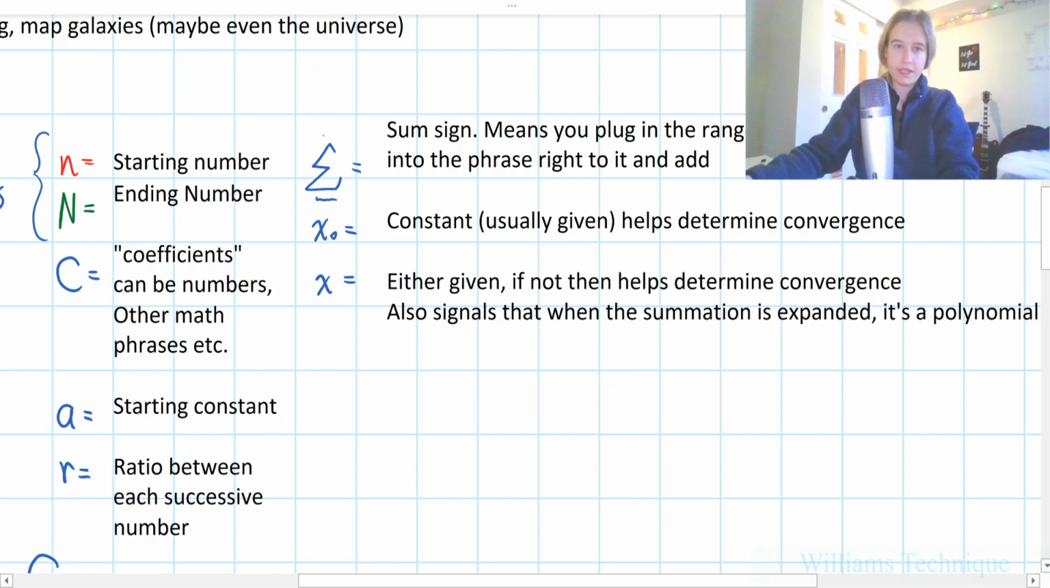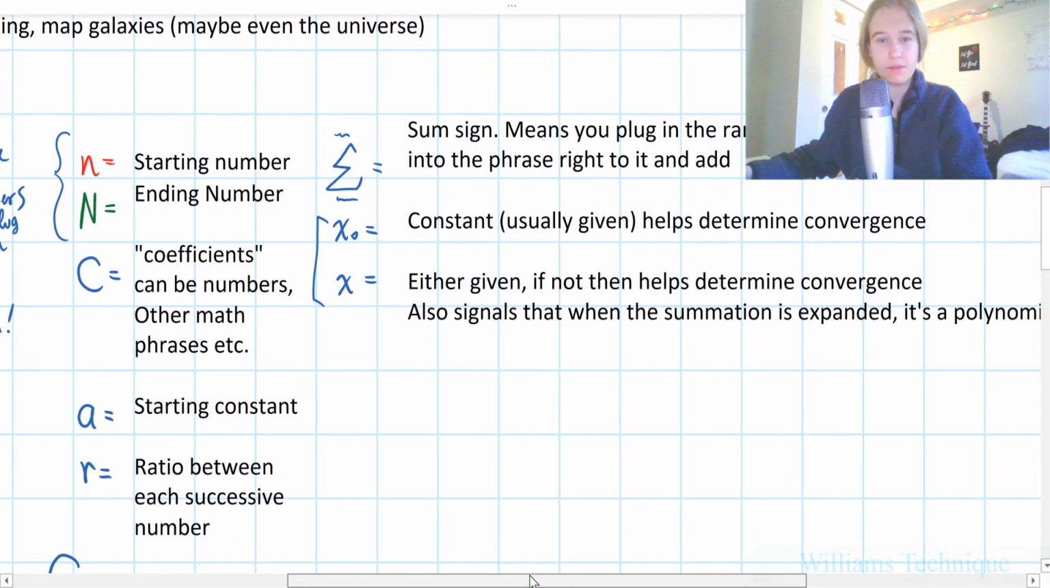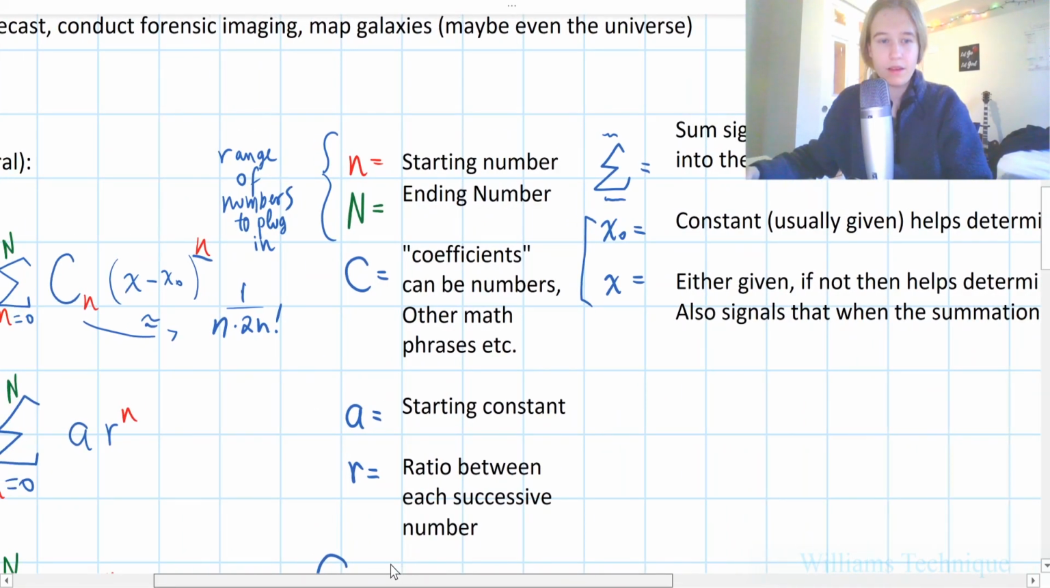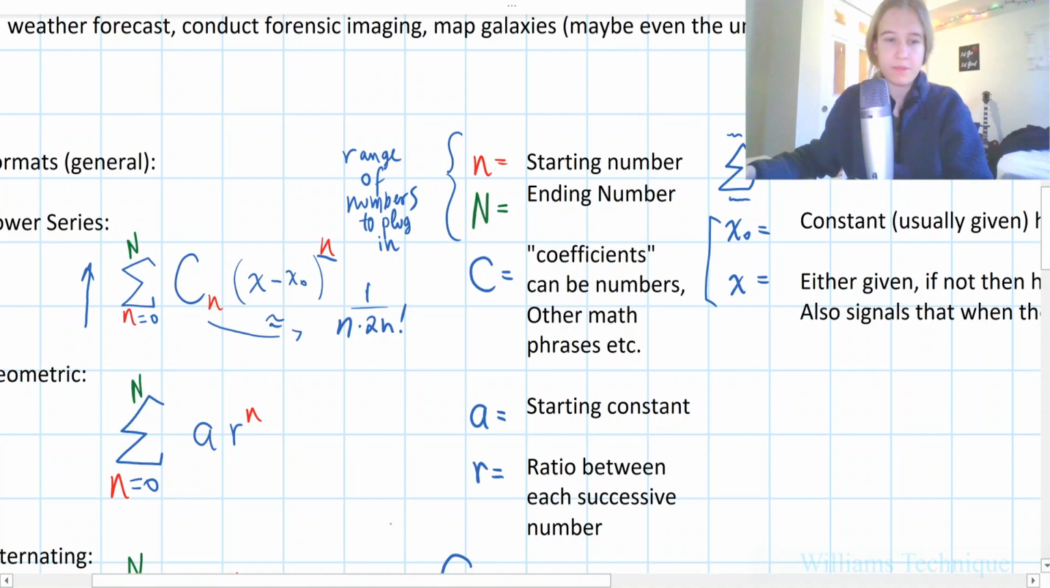Obviously, this here is the sign that you're going to be adding from a range down here to a range up here. Usually the range is from 0 to infinity, but sometimes it can be from negative infinity to 0, or it can be 4 to 7, or it doesn't really matter. These two things just help in determining the convergence. We won't really go over how to do that today, because that's another topic.